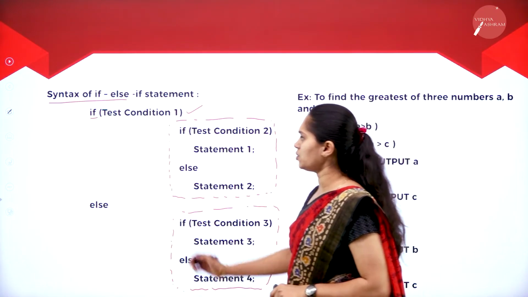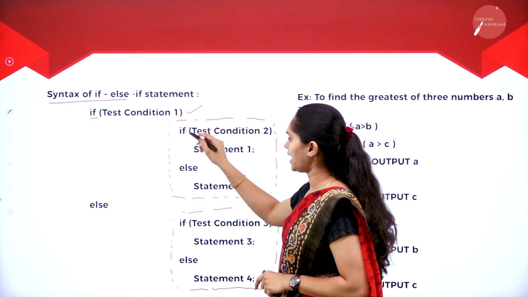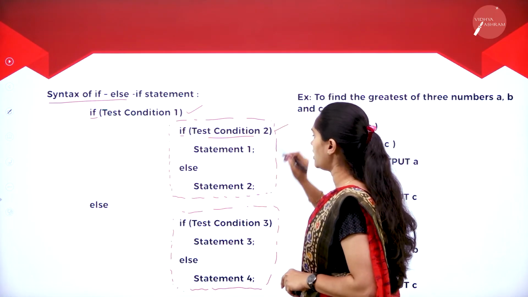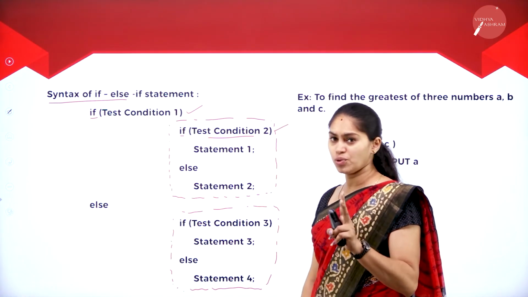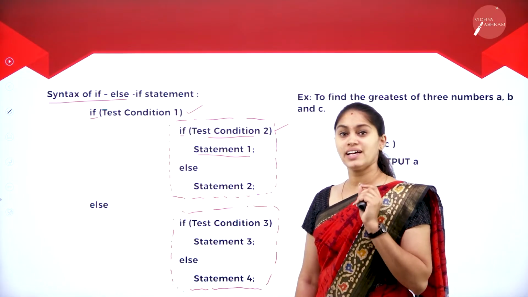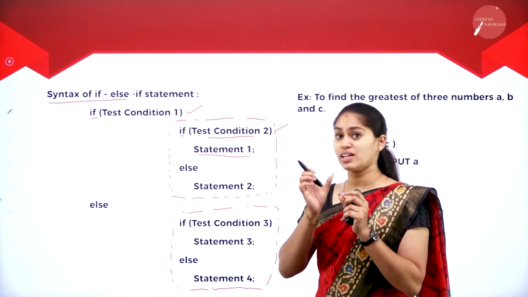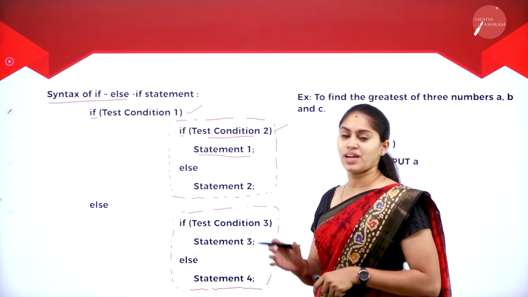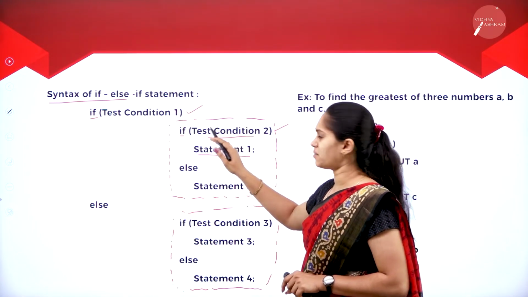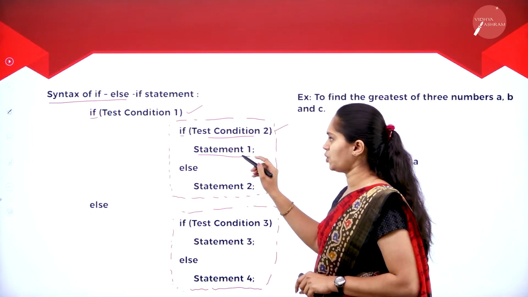So let me tell you, if test condition 1 is true, then it will come to the true part. Again it will check the test condition 2. If both test condition 1 and test condition 2 are true, then statement 1 will execute. So just recall the if-else statement. How was it there? If the condition is true, statement 1, else statement 2. Here also we have two conditions. Test condition 1 is true, then only it can enter the if statement. So if test condition 2 is true, then statement 1 will execute.